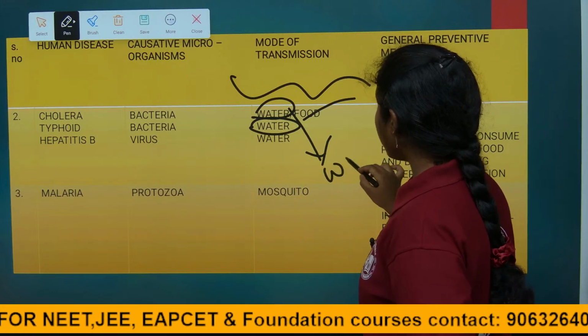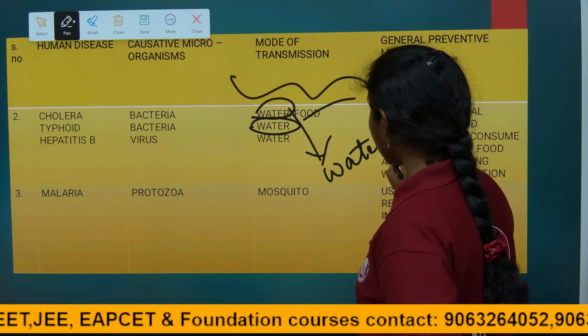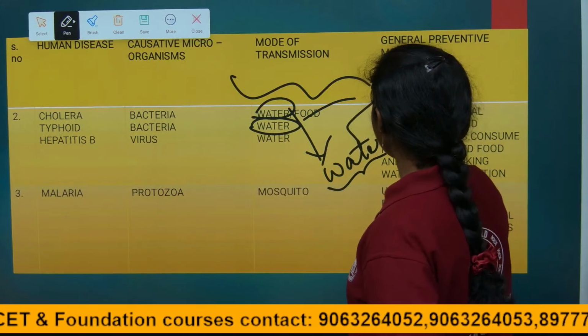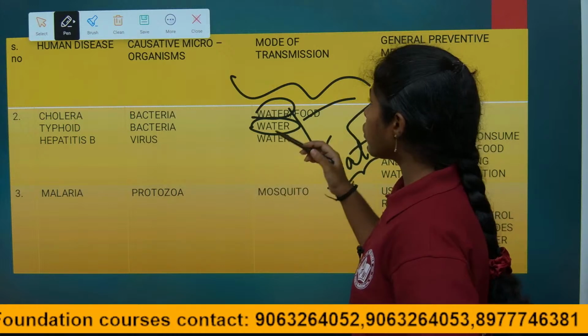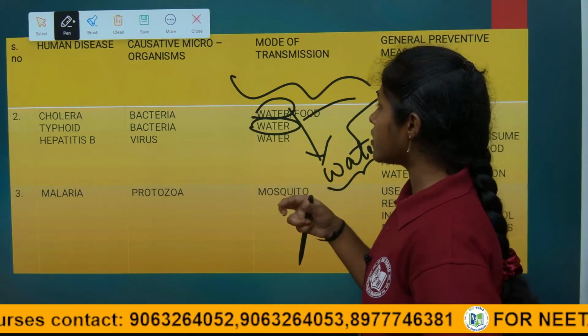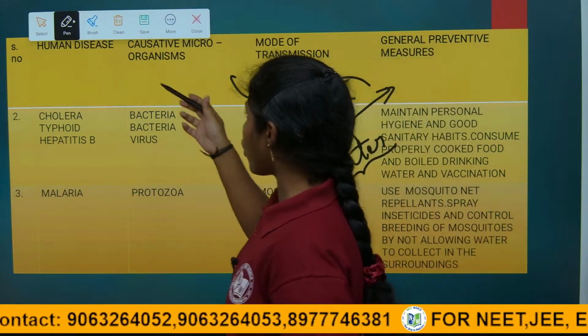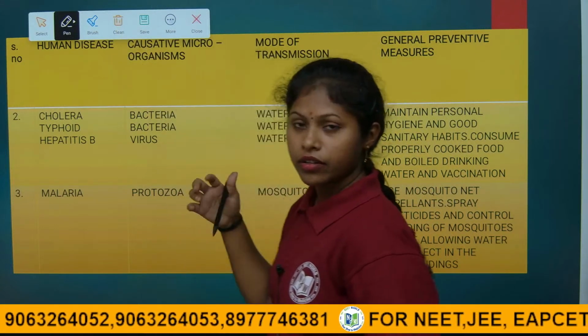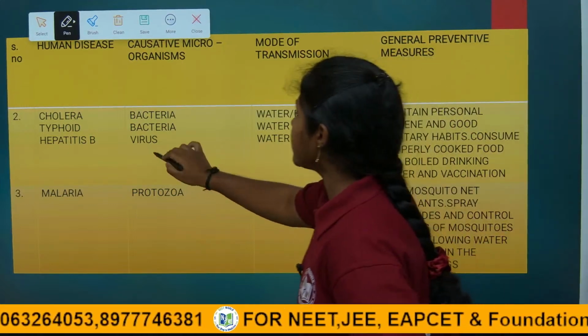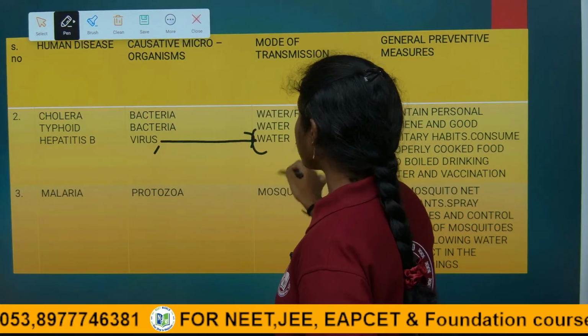That is why in the rainy season we have to drink hot water mainly, because contamination in the water is more in the rainy season. Microbes grow more in the rainy season. Hepatitis B is caused by a virus, and it is also transmitted through contaminated water.